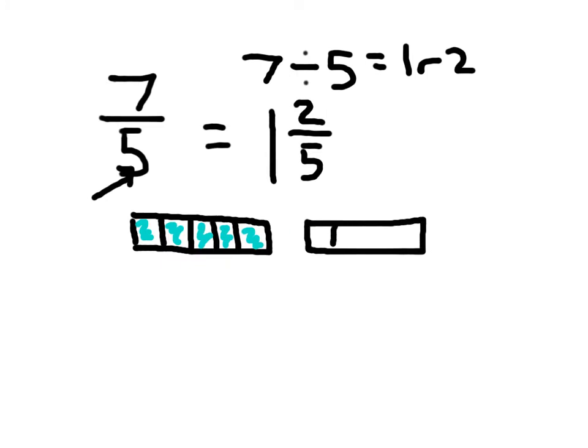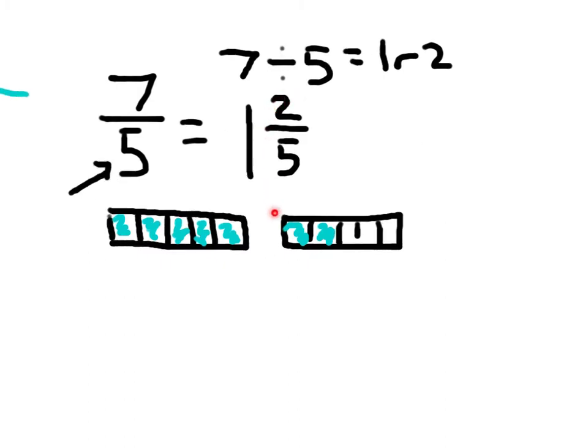I'll draw another unit bar. Again, 5 parts. And again, 1, 2, 3, 4, 5, 6, and 7. So that right there, our fractional part, is 2/5. And our whole part of our mixed number, 1 whole. 7/5 equals 1 2/5. 1 2/5 also equals 7/5. 1, 2, 3, 4, 5/5, 6/5, 7/5. It works both ways.